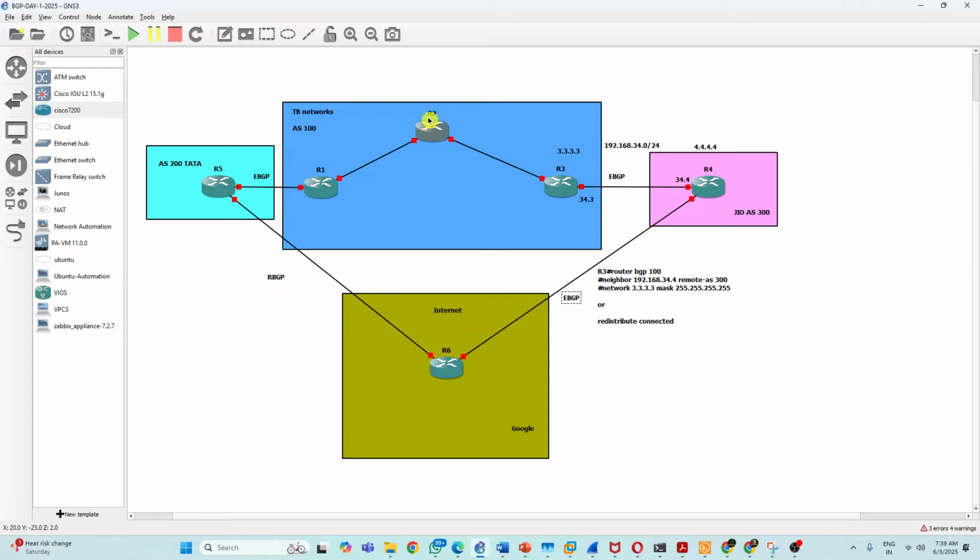Will it be an IBGP neighbor or an EBGP neighbor? IBGP. I will explain IBGP when we get to it, but now it is about EBGP. Let's configure EBGP first.